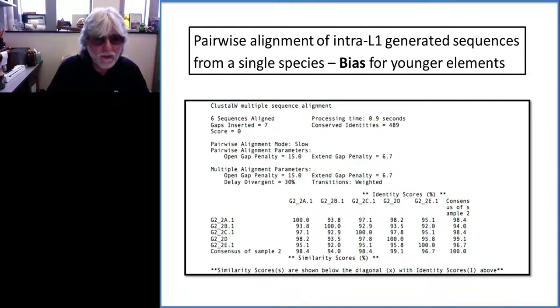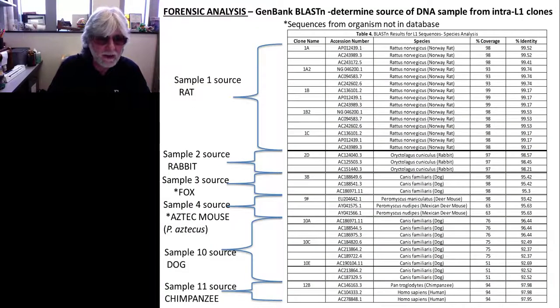Okay, now, what do we do with this regarding a tree of life and forensics? I'm going to start with the forensics. So the students got their sequences, and each one of them was given a different clone name. So all clone number 1s, 1, 1A, 1B, were from the same DNA sample, and number 2 was from the same sample, and so on.